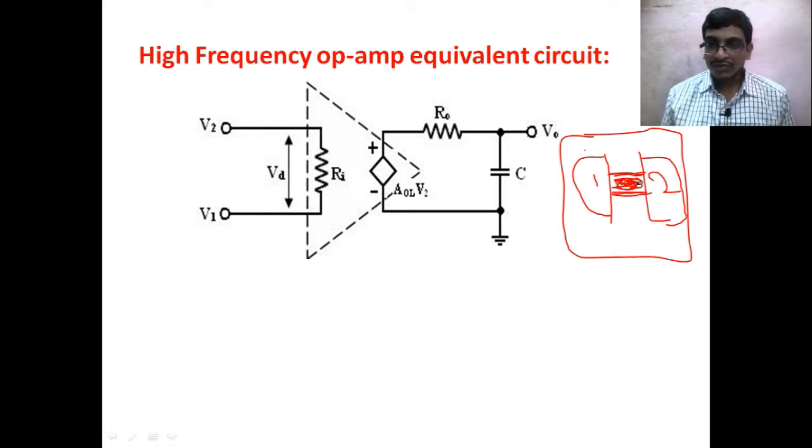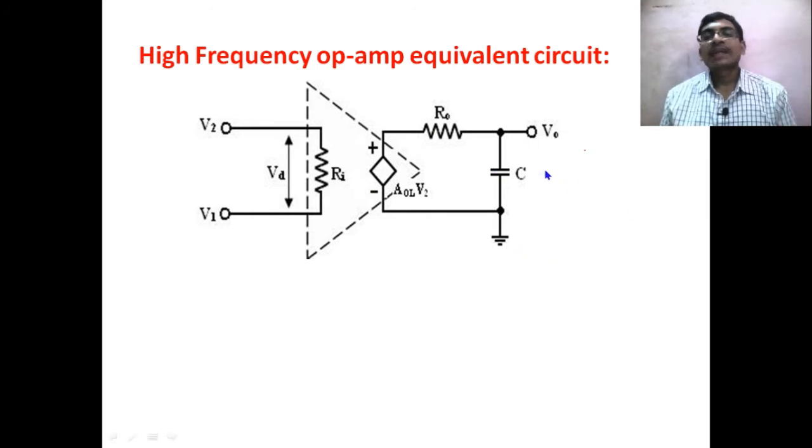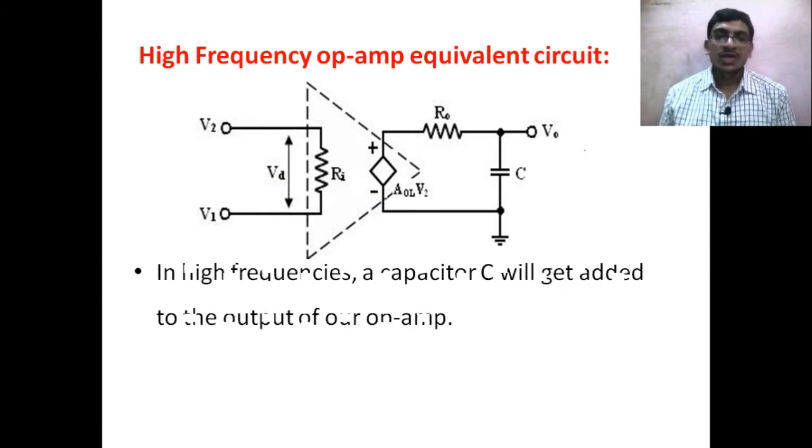Okay, so if an insulating or dielectric material is placed between two parallel plates, there is a chance of forming a capacitance. Like that, however many connections there are in the operational amplifier, that many capacitances will get added. These capacitances are combinedly called a single capacitor C. The equivalent capacitance C has been shown in the equivalent circuit of our operational amplifier. So in high frequencies, a capacitor C gets added to the output of our op-amp.